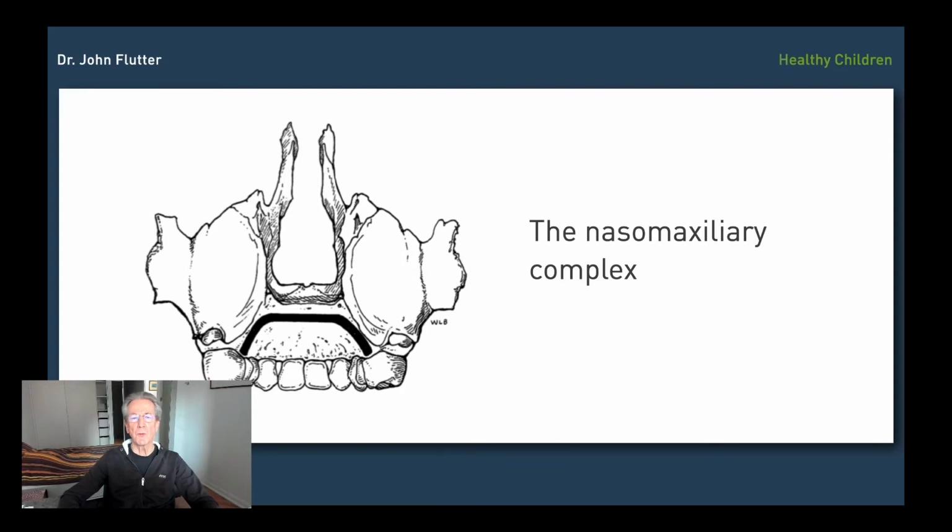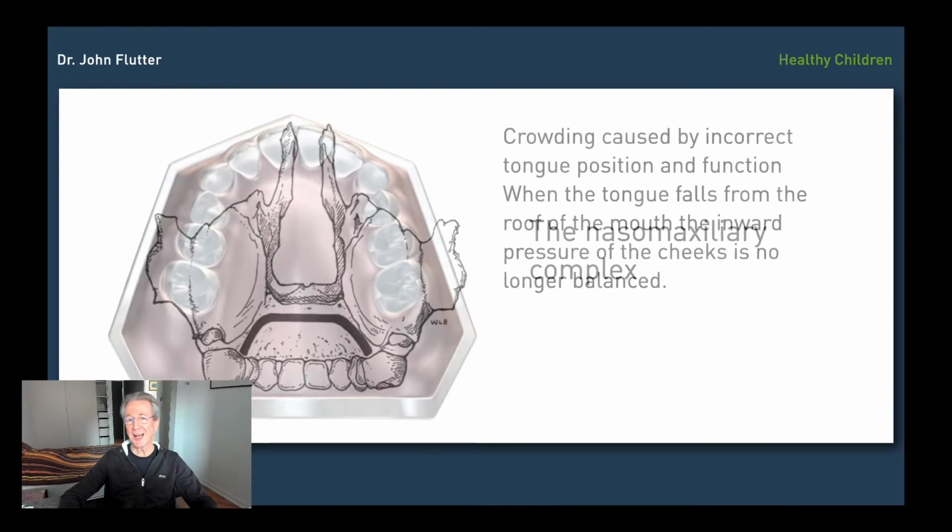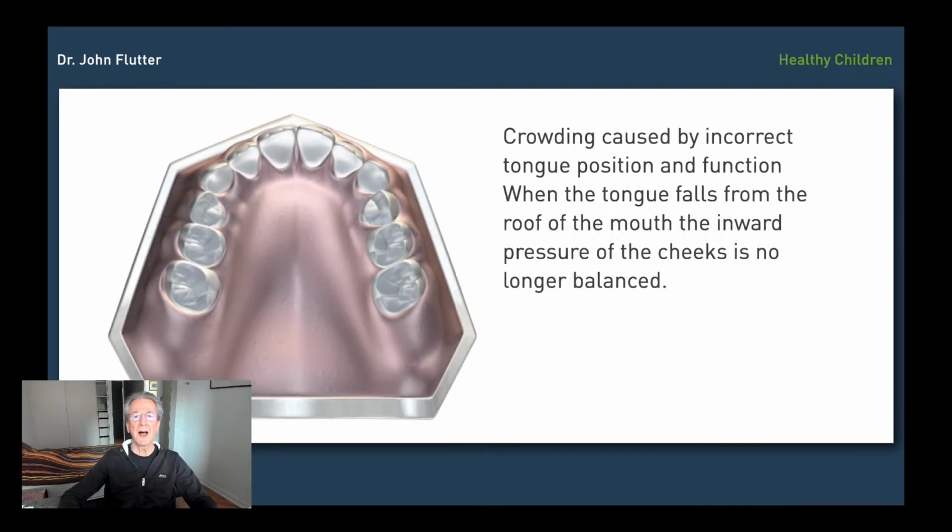What we're trying to do with arch development is to develop the nasomaxillary complex so it's got enough sagittal and transverse development to give us a good nasal airway and to position the maxillary arch sufficiently far forward within the cranial complex to give us a good pharyngeal airway. And when the tongue is in the roof of the mouth during growth and development, the teeth erupt around the tongue, and then the upper jaw is the shape and size of the tongue.